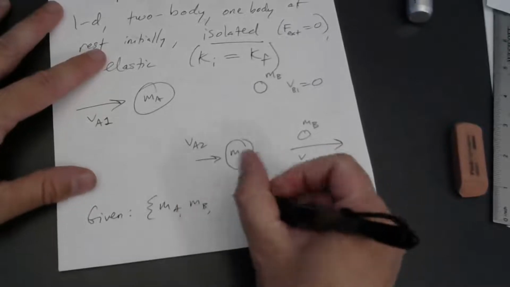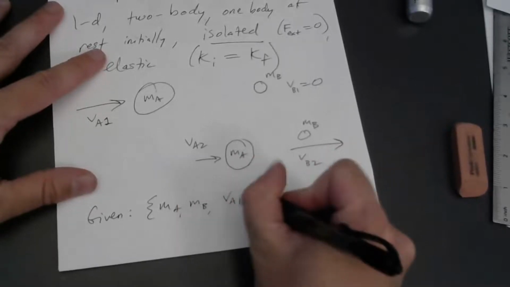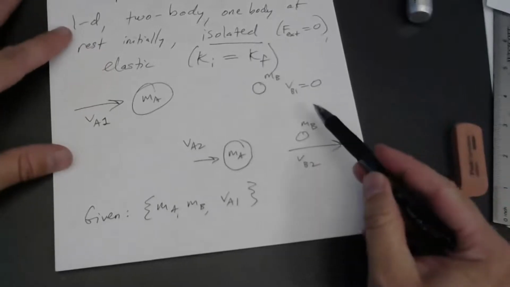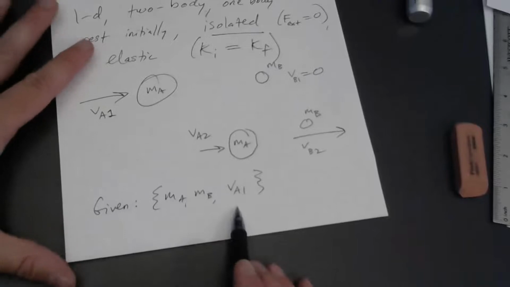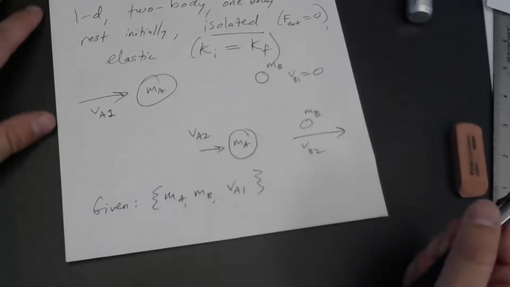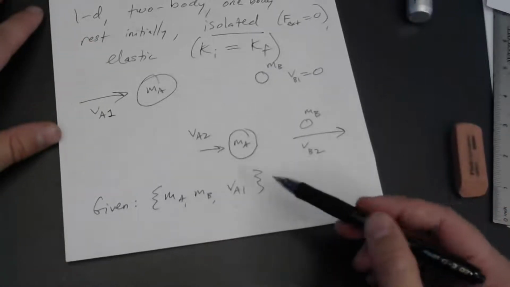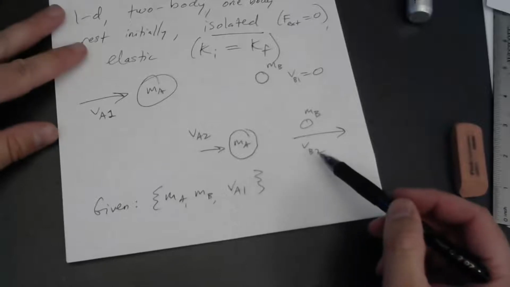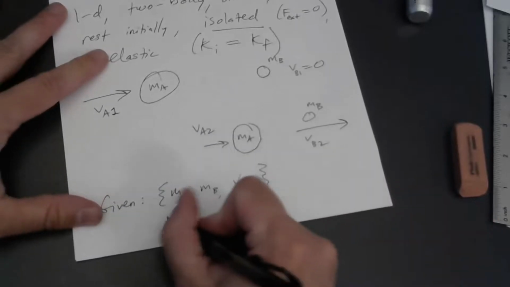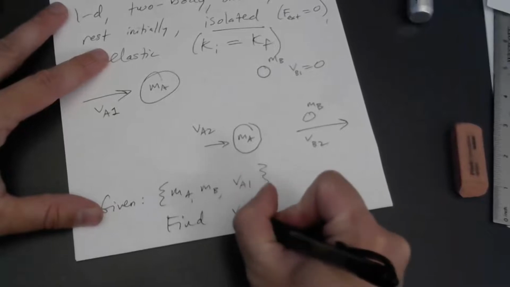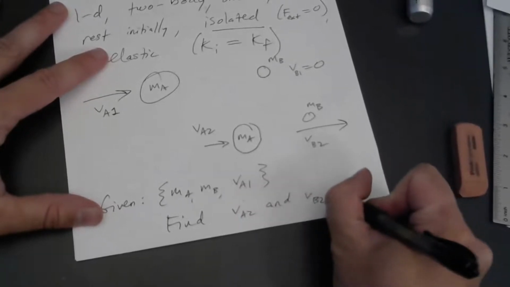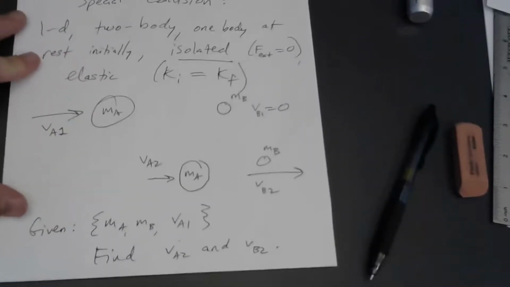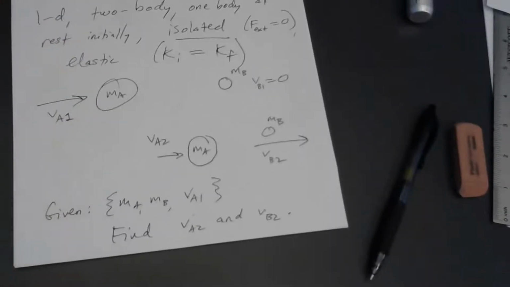And one way of phrasing the problem would be to state the masses and the initial velocity of mass A. We don't need the initial velocity of mass B because we know it's 0. If these were the quantities you were given, well then what would be the quantities you're interested in finding? I didn't specify either of the final velocities. So find VA2 and VB2.